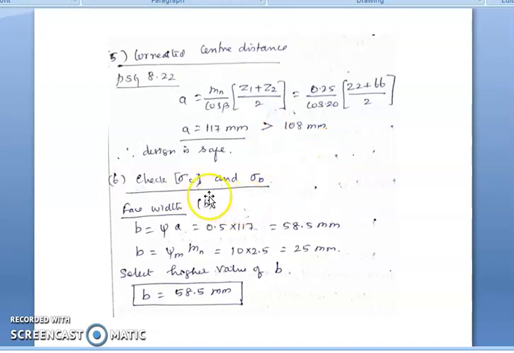Now we go for checking of sigma C and sigma B. For checking of sigma C and sigma B, we should know the face width value and a revised K and KD value. So for face width, we know psi is equal to B by A and psi m is equal to B by Mn. By using these two equations, we first find out the B value. So the first one gives the higher value, so we can select the higher value of B as 58.5 mm.